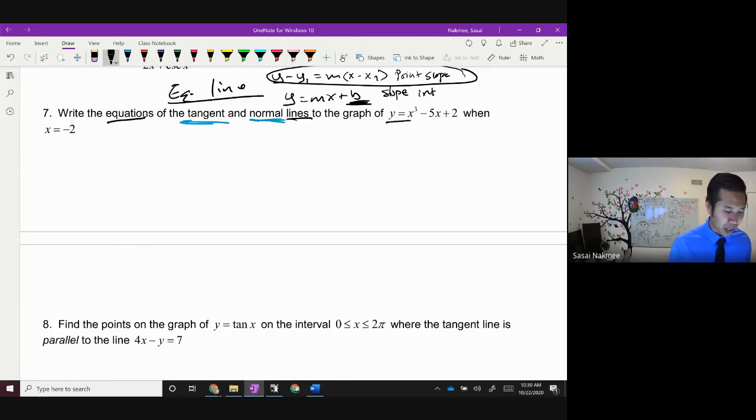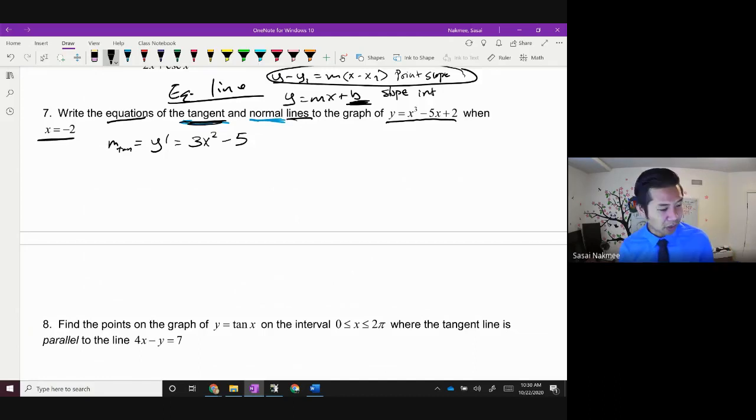Okay, so here's the deal. We have a function right here, y is equal to x cubed minus 5x plus 2. And I'm looking for a line that's tangent to this when x is equal to 2. I'm sorry, x is equal to negative 2. Okay? So to calculate this, I need the slope. And in order for me to find the slope of my tangent line, that's just equal to the derivative. Right? That's just equal to the derivative, which is going to be equal to 3x squared minus 5.